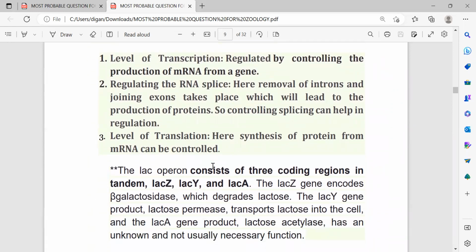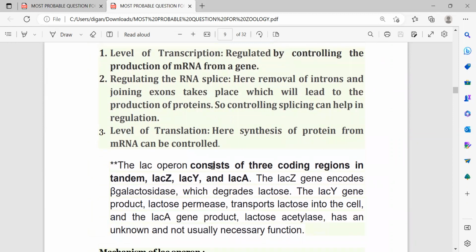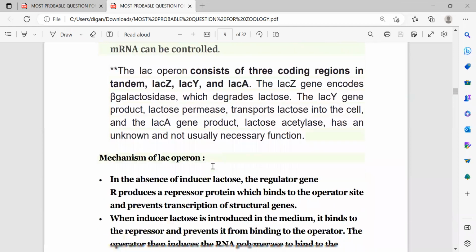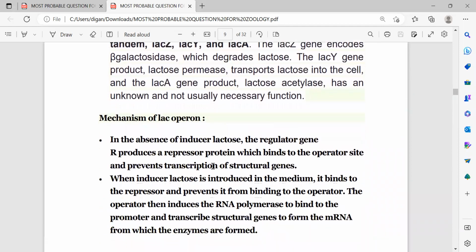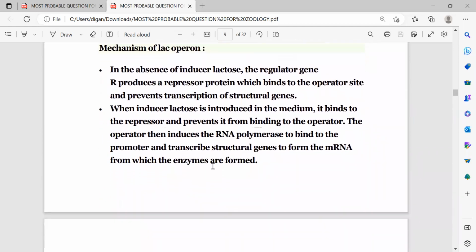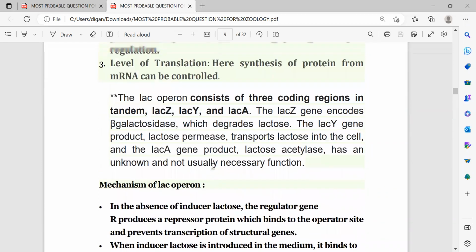This is the 3 main levels. Sometimes a question only asks you to write the 3 different levels, then you have to write these levels. Next, this is the description of the lac operon model. So this is the mechanism of the lac operon model. I am giving you everything about the lac operon model.